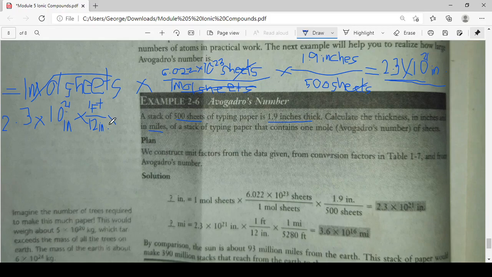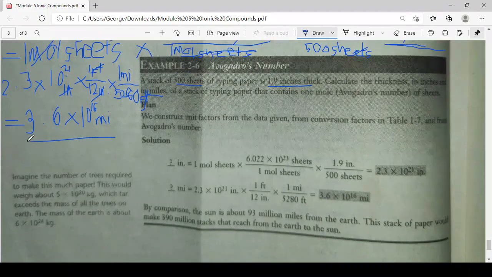Next, we multiply it by 1 mile as we are converting it into miles. For every 1 mile, we have 5,280 feet. Again, cancel all like signs. We have inches, right? Therefore, cancel your inches, cancel your feet, and you are left with your miles. Now, you have the final answer of 3.6 times 10 raised to the power of 16. This is your miles.